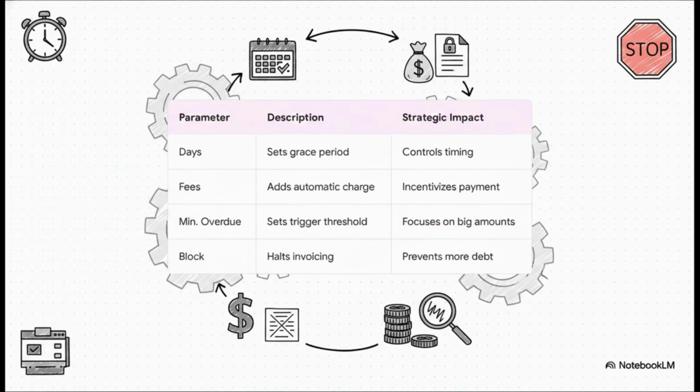You can set a min overdue balance, so the system isn't bugging people over $5. And for really problematic accounts, you can even block them from placing new orders. See? These aren't just boring settings. They are powerful strategic tools.